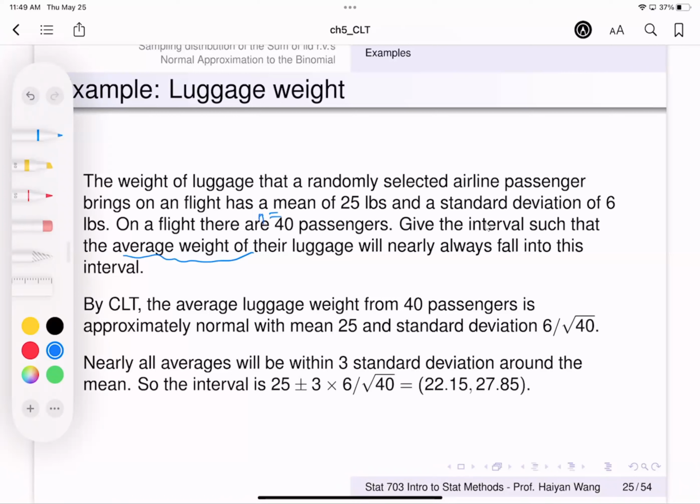So approximately normal, the mean is equal to the population mean 25, and the standard deviation is sigma over square root of the sample size. Once we know that, the empirical rule would say that 3 standard deviations around the mean will contain all of the luggage weights. So here's the mean, mean plus minus 3 standard deviations. After the computation, you see that the lower bound is 22.15 and the upper bound is 27.85. So this will give us all of the possible values in this range.